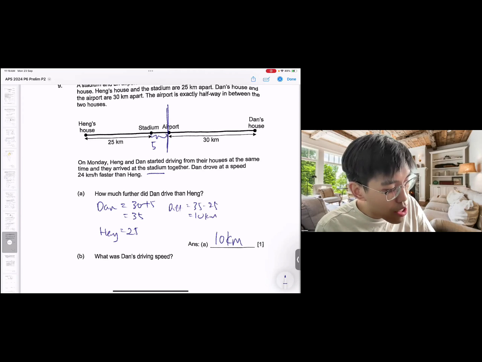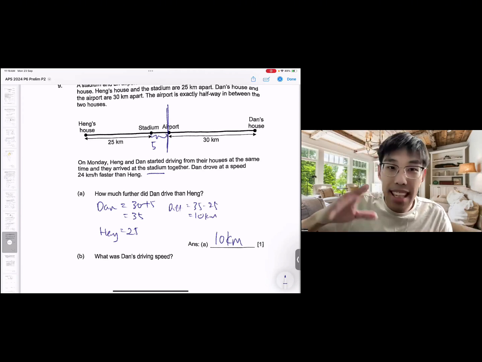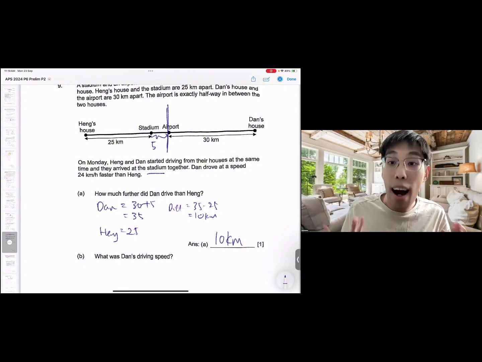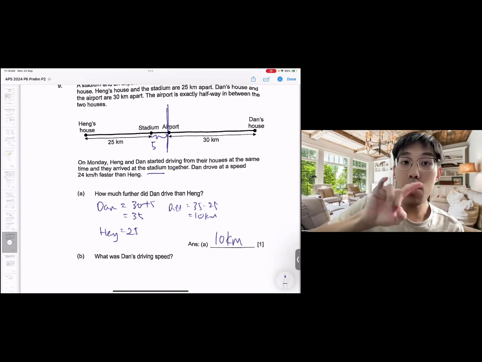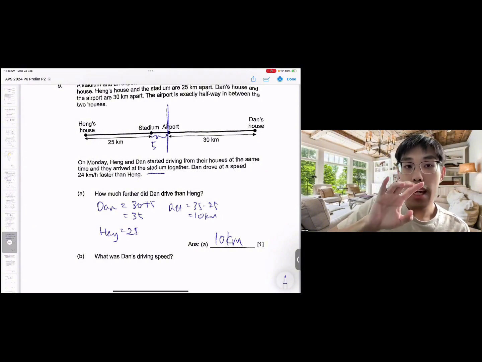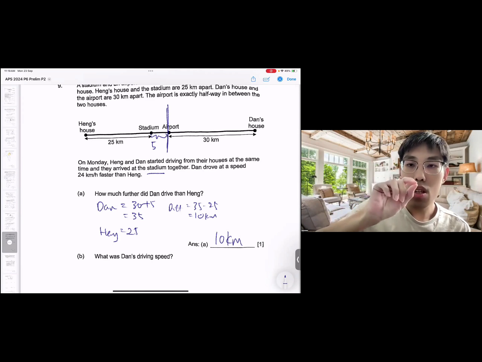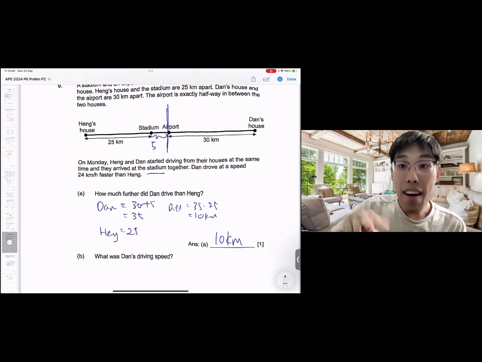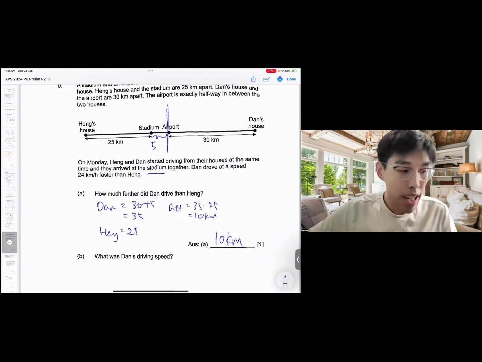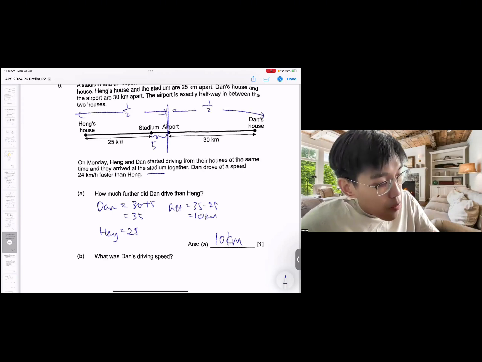I know that there are some other questions that don't tell you about distances like Heng's house to stadium or Dan's house to airport. They only tell you the distance from the stadium to airport. How? In this case, we will still be able to find the answer. Why? Because it is just 2 times the difference. This is what you need to understand. From Heng's house to stadium, Heng is traveling 5 kilometers less than to airport. Because Heng to airport is halfway, Heng's to stadium is half the distance minus 5 kilometers. If I were to indicate here, this is half the distance, this is half the distance.